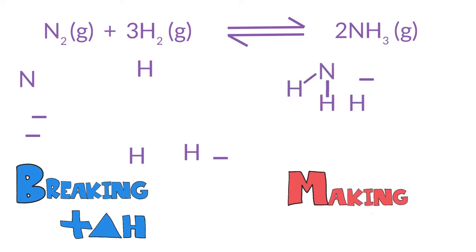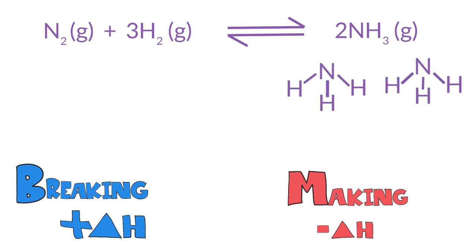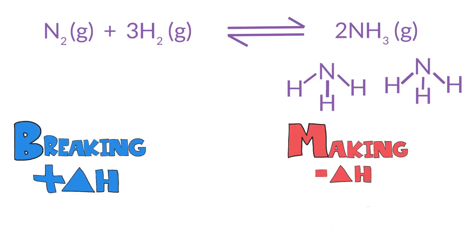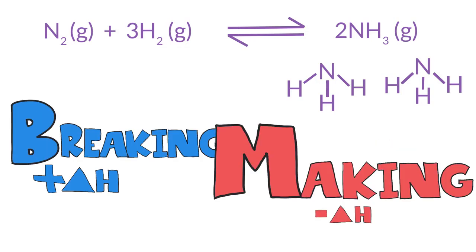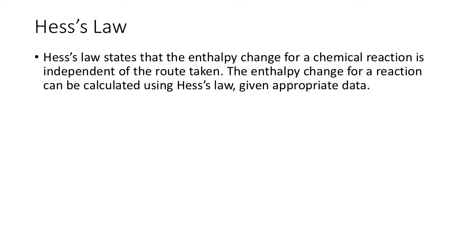At the product side, we're going to be making bonds, and this is exothermic. Making those bonds releases energy. The overall enthalpy change for the reaction depends on which is bigger, the breaking or the making. Hess's law says that the enthalpy change for a chemical reaction is independent of the route taken. The enthalpy change for a reaction can be calculated using Hess's law given appropriate data.